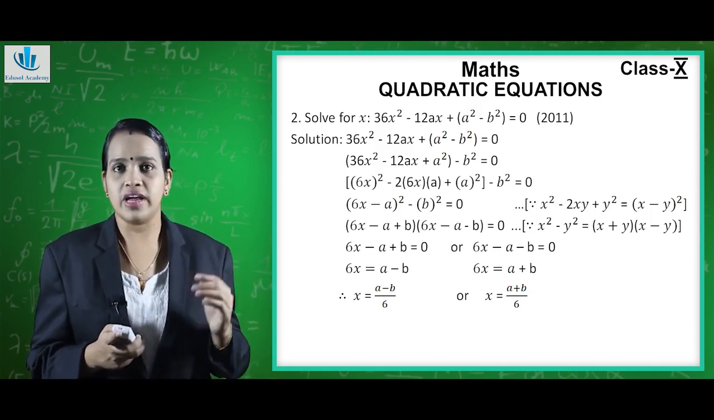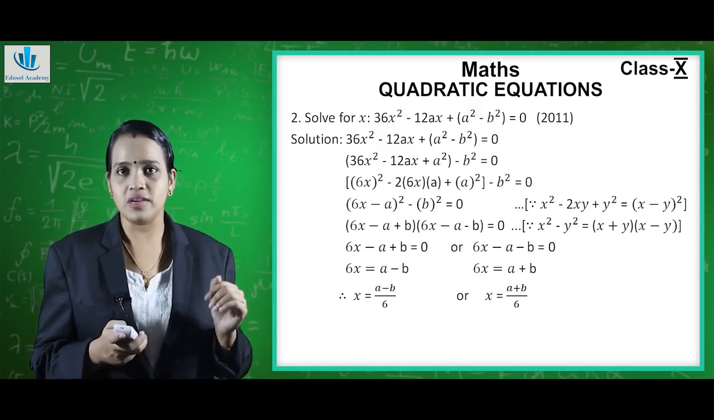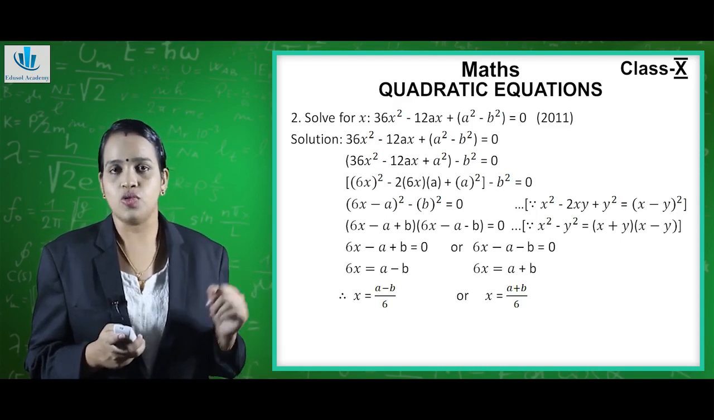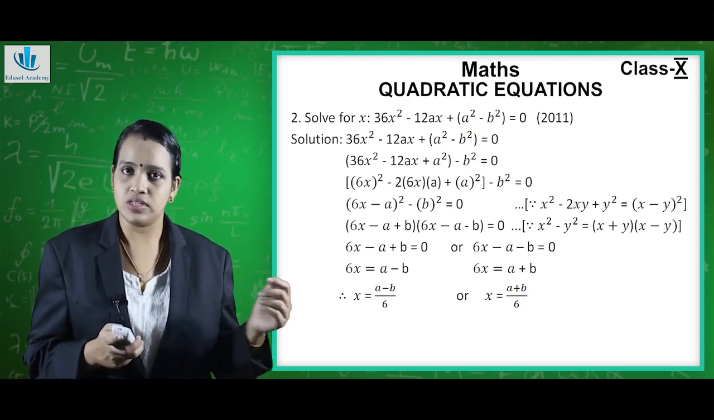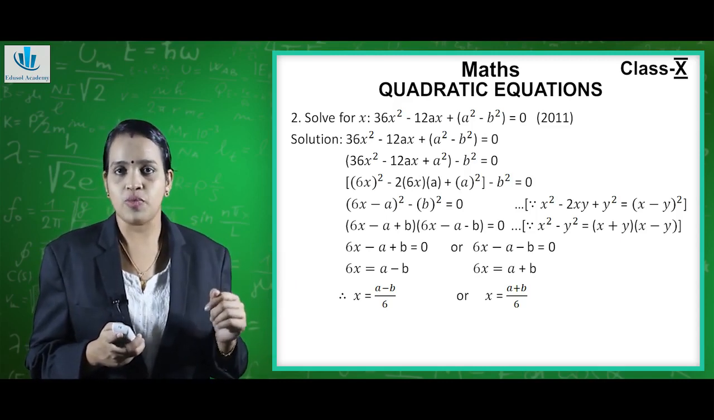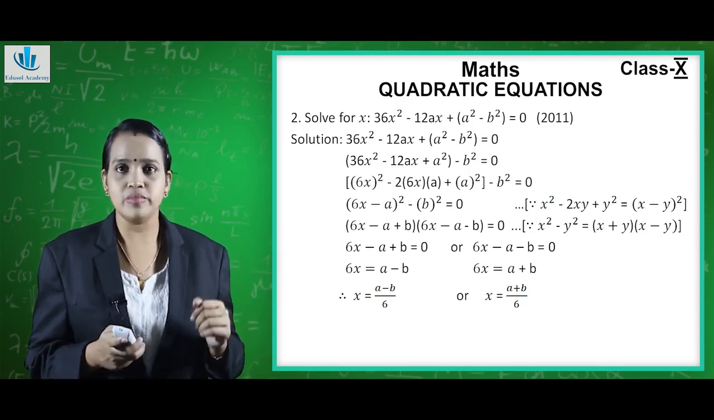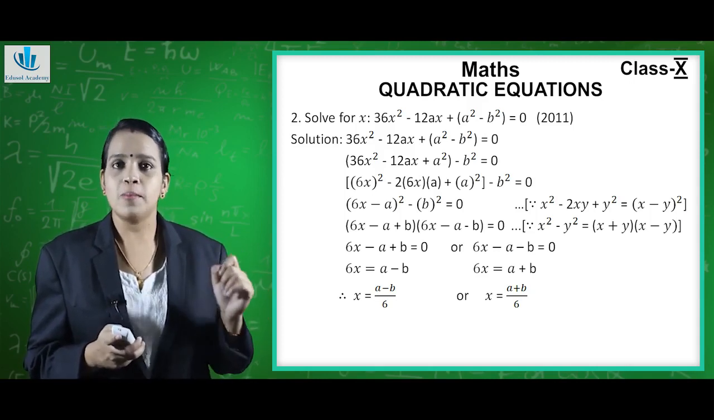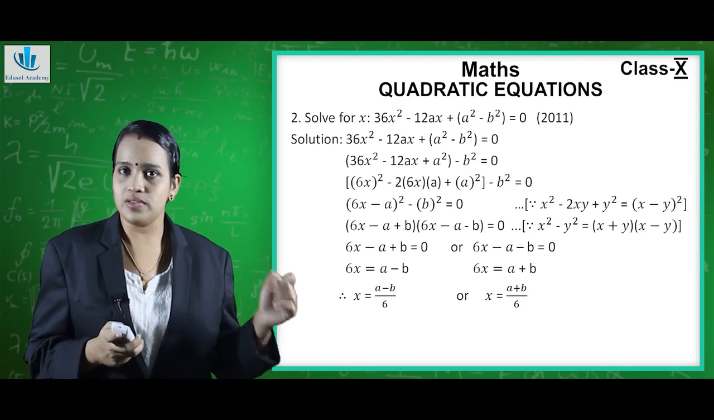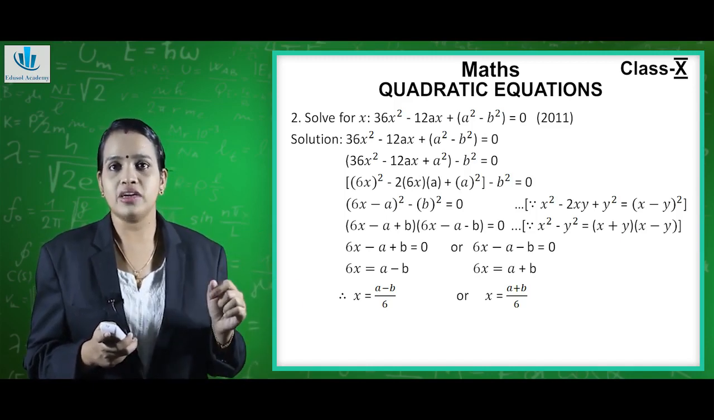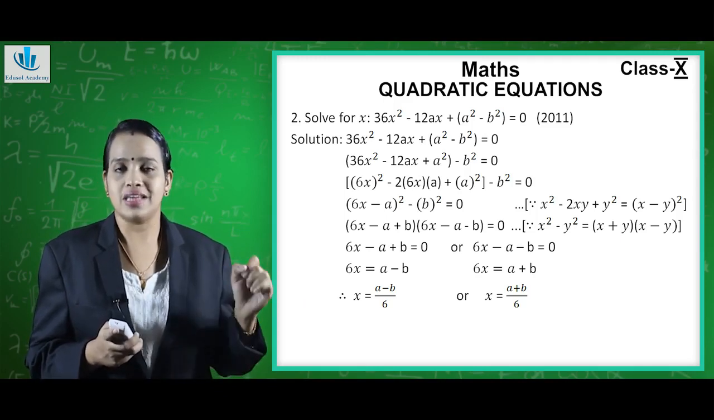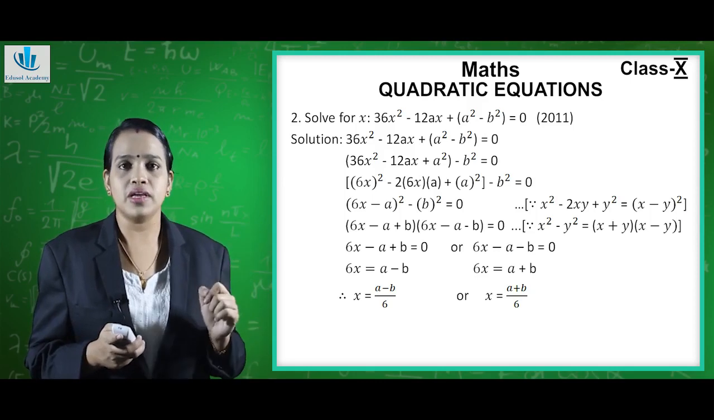Here we can take a² on this side, so it becomes 36x² − 12ax + a² − b² = 0. Now here we can apply the formula of (a + b) the whole square. So it becomes (6x)² − 2 × 6x × a + a², and again the same, − b² = 0. The bracket is (a + b) the whole square.